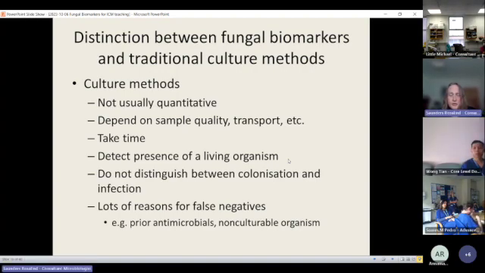For culture methods, it doesn't distinguish between colonization and infection, whereas the biomarkers we'll be talking about today shouldn't come positive if you just have colonization. They are a marker of invasive fungal infection. Culture methods have lots of reasons for having false negatives, i.e. they have low sensitivity, and particular ones of relevance are prior antifungals in this case. And sometimes you can have organisms that don't grow on the particular standard media that we use. In contrast, biomarkers, fungal biomarkers, have lots of reasons for false positives, which we will get onto.